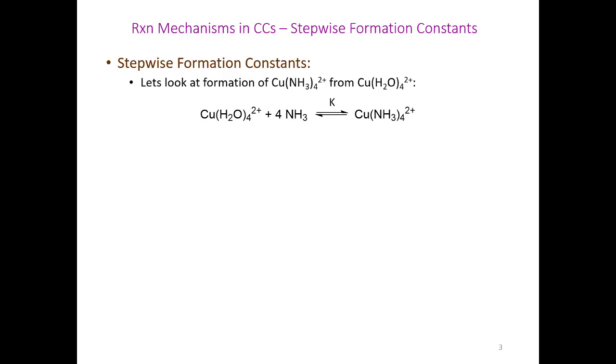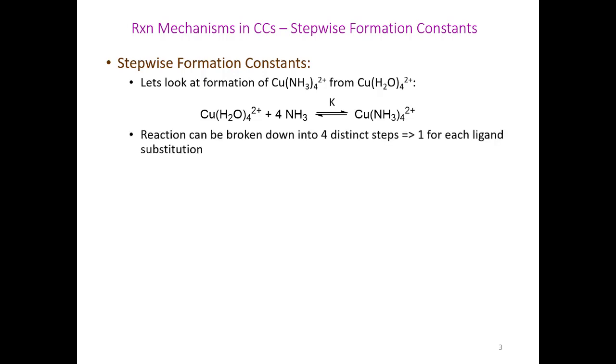So this is the overall reaction. You have your tetraaqua copper 2, it reacts with 4 equivalents of ammonia, and you do 4 ligand substitutions to form tetraammine copper 2. Pretty simple. However, this reaction is actually more complicated than it looks. The reaction can be broken down into 4 distinct steps, one for each ligand substitution. What that means is you don't substitute all 4 ligands at once.